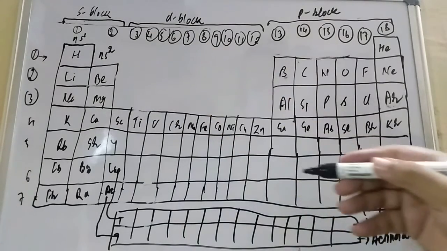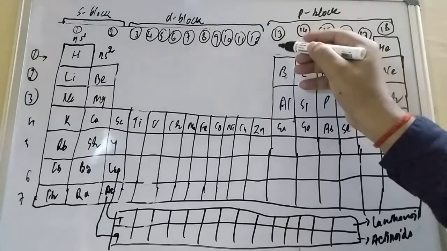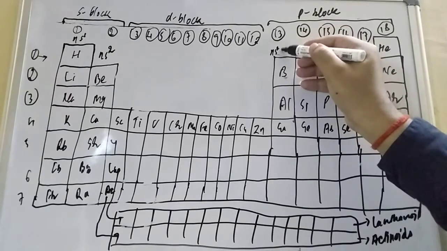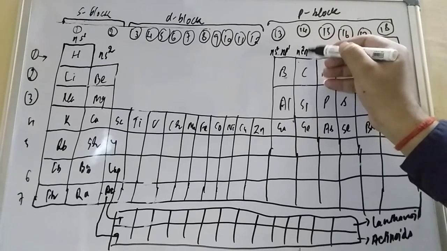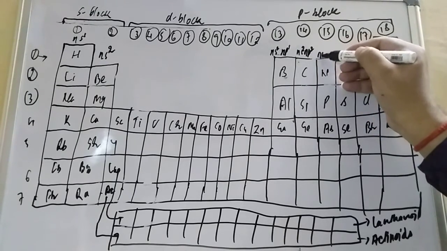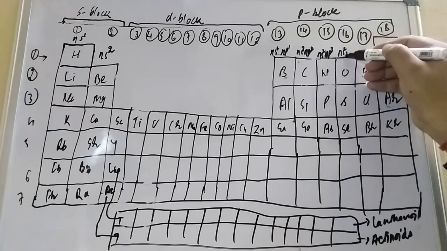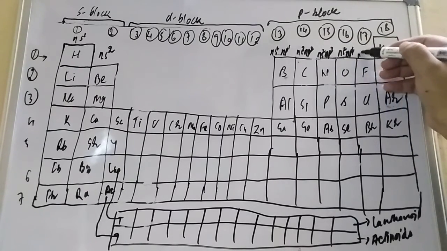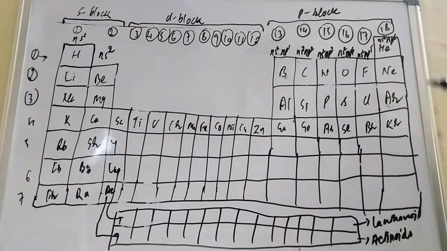And here, if you go to the D block, student, you leave it out. Here it is what, student? ns2 np1, and it is what? ns2 np2. Okay, and ns2 np3, and here is ns2 np4, and ns2 np5, and the last one is what? ns2 np6. This is the electronic configuration of this element.